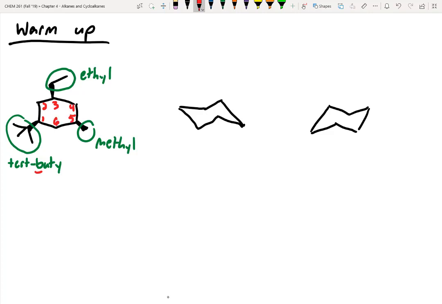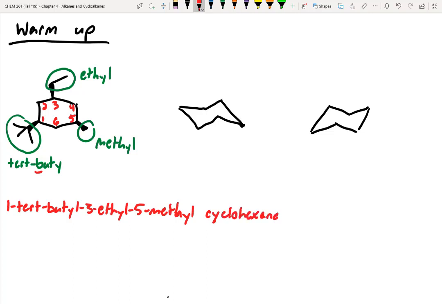And just for fun, let's name this entire molecule. What would it be named? It would be 1 tert-butyl, 3 ethyl, 5 methyl, cyclohexane. And there shouldn't be a space here. That was my mistake. So we'll slide that in and show that there's no space. All right, so now we've got our numbering system. You see how we went clockwise? We'll do the exact same thing in our chairs.